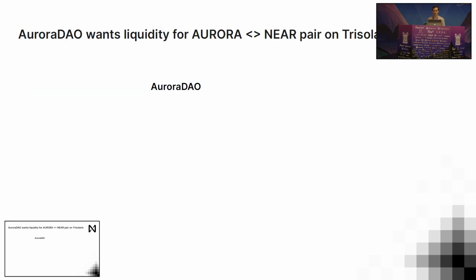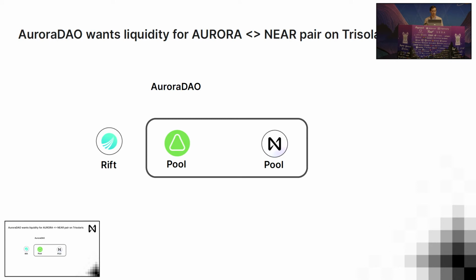So to make this a little bit clearer, we're going to walk through an example. So let's say that we have the AuroraDAO who wants to create liquidity for the Aurora to Near pair on Trisolaris. Trisolaris is similar to Uniswap, an automated market maker that runs on Aurora. So the AuroraDAO can work with a protocol like Rift. Rift is basically going to do two things. They're going to deploy two pools.